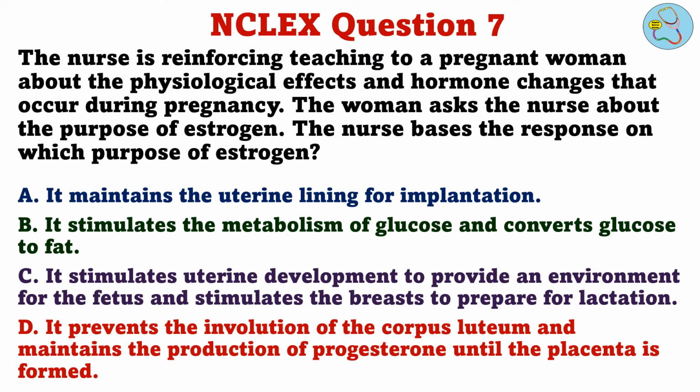A. It maintains the uterine lining for implantation. B. It stimulates the metabolism of glucose and converts glucose to fat. C. It stimulates uterine development to provide an environment for the fetus and stimulates the breasts to prepare for lactation. D. It prevents the involution of the corpus luteum and maintains the production of progesterone until the placenta is formed.